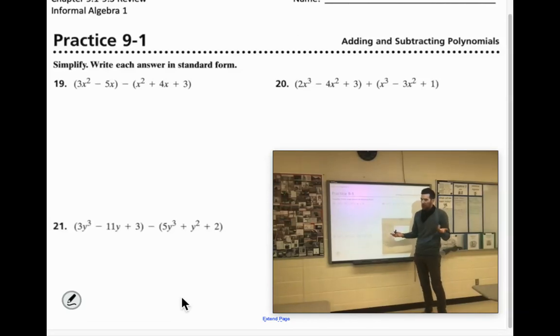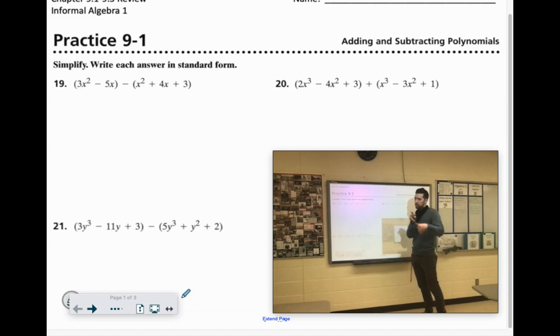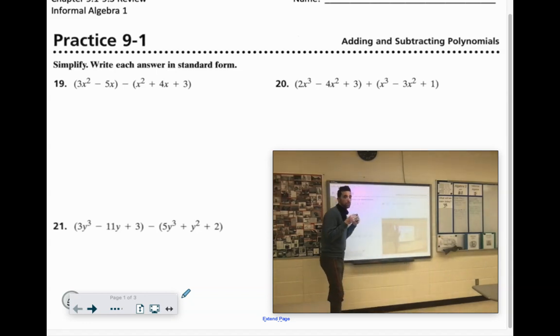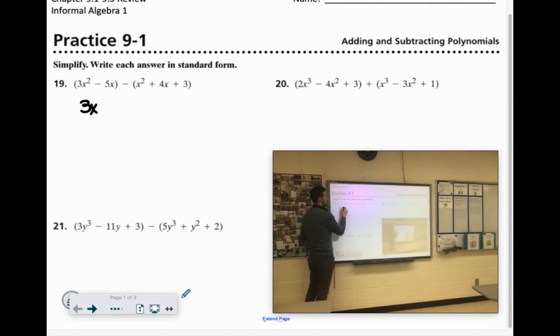Now we can go pretty quick on this because we've already done this stuff. This is just kind of like a last minute go over. Remember with subtraction of polynomials, it's important to change the sign of everything after that subtraction. Everything in the parentheses after it, make the opposite. So the first set of parentheses doesn't change. 3x squared minus 5x. But this x squared will become negative x squared.